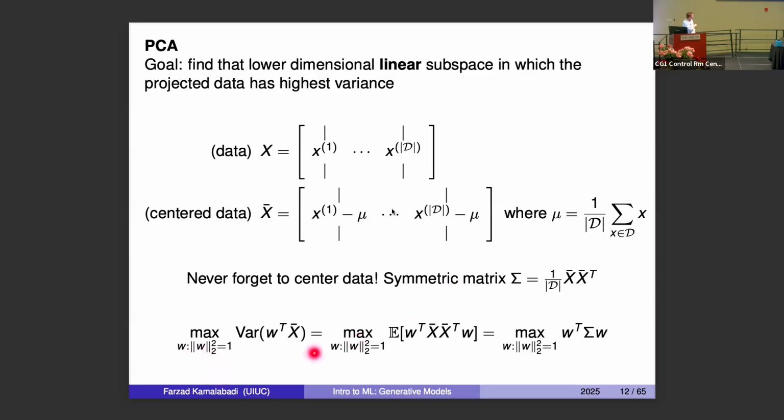Okay, so this is the objective function now, after we have done the pre-processing. We want to maximize the variance of a set of weights times this x bar. X bar is just our original data centered, okay?